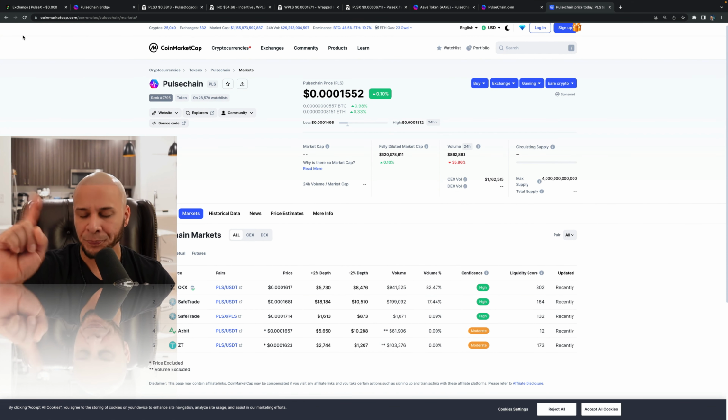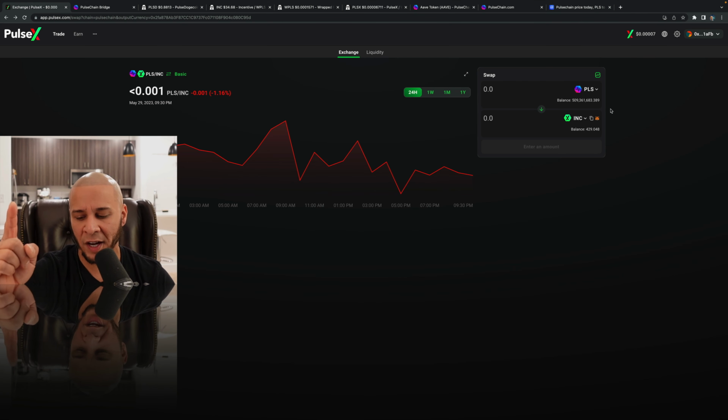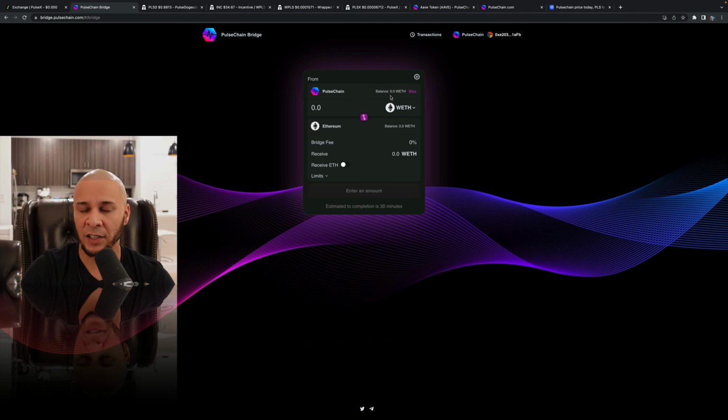Number one would be to swap your duplicate copies that you have on Ethereum on your Pulsechain network side. Number two would be to bridge over your assets, the top assets of Ethereum, using bridge.pulsechain.com to the Pulsechain network, and then swap them on pulsex.com.